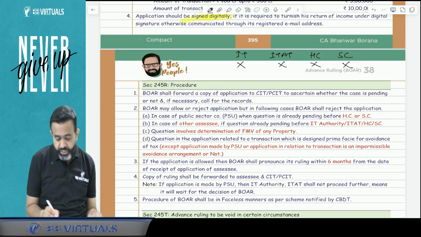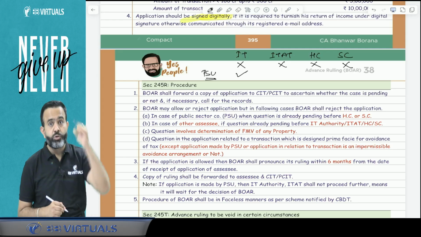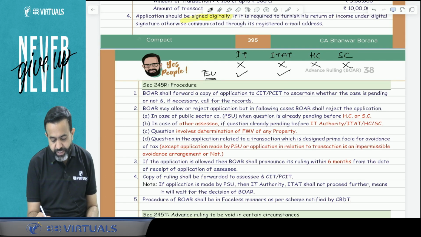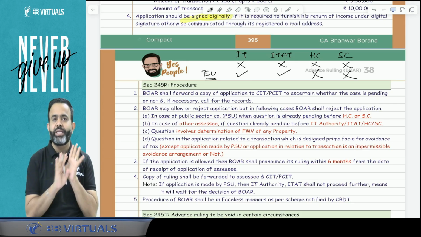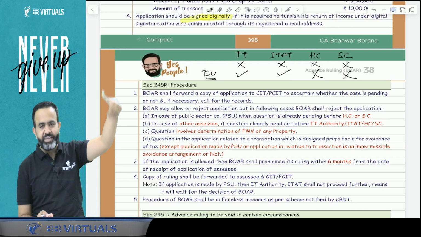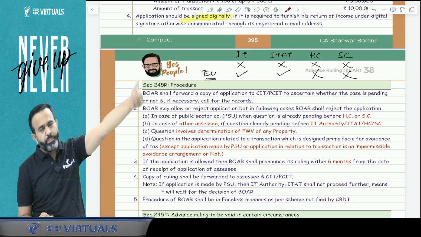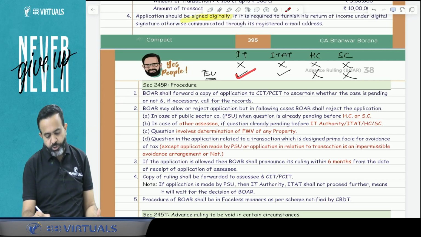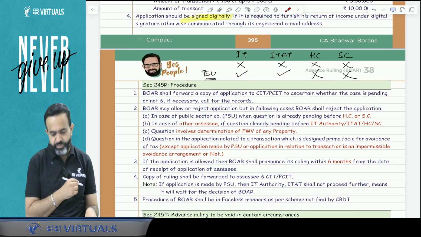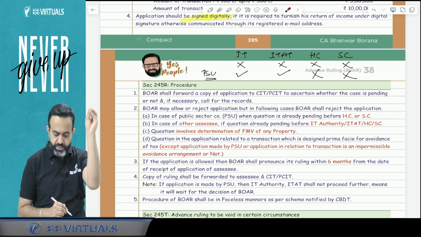But guys, there is one exception. In case of a public sector undertaking, if your case is pending with the IT authority, then it's okay. If your case is pending with the ITAT, then it is okay. If your case is pending with the High Court or Supreme Court, then you cannot make the application to the authority for advance ruling. So in simple words, in case of other categories, the case should not be pending at any place. But in case of a public sector undertaking, if the case is pending with the IT authority or ITAT, then they can make the application to the board for advance ruling. Guys, if the case is pending with the High Court or Supreme Court, then they cannot apply for advance ruling.